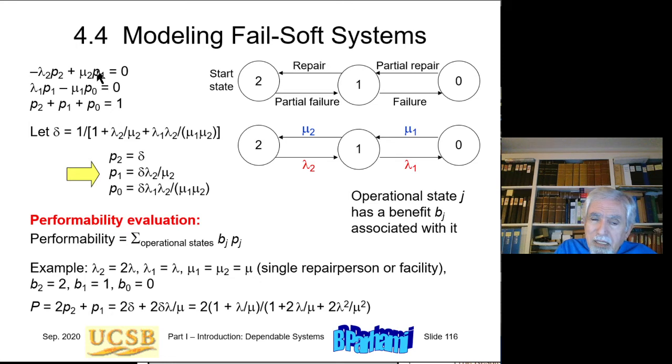Okay, again, I set up the balance equations. I won't go through them. And this sum of probabilities being equal to 1. I solve them, and these are the equations where delta is this rather messy expression. I've written it up there so that I don't have to repeat it in each of these equations. So P2 is delta, which is given by that equation. P1 is delta times the ratio lambda 2 over mu2. And P0 is delta times lambda 1 lambda 2 divided by mu1 mu2.